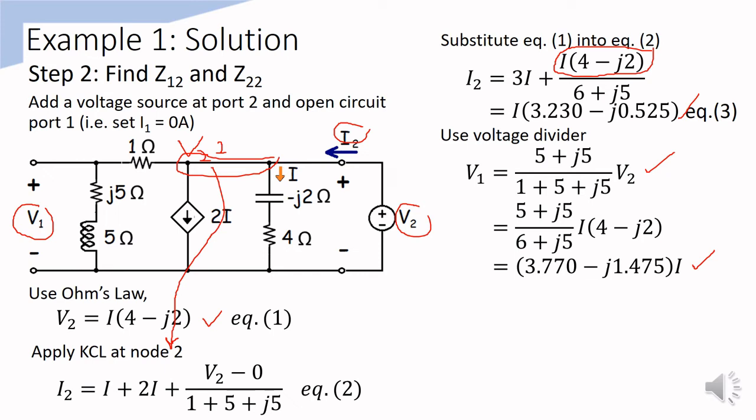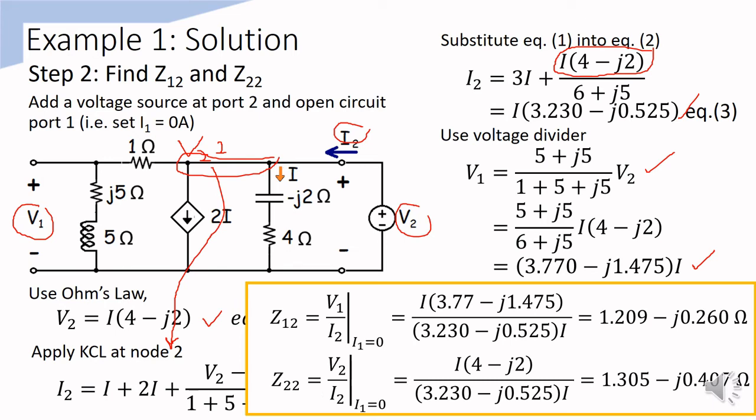Now, we have expressed variables V1, I2, and V2 in terms of current I. The next step is to compute Z12 and Z22. Z12 is the ratio of voltage V1 to current I2. The current I is cancelled off. We get Z12 equals 1.209 minus j0.26 ohms. Meanwhile Z22, which is the ratio of voltage V2 to current I2, is equal to 1.305 minus j0.407 ohms. We have determined all the elements of impedance parameter that represents the circuit of figure E1.